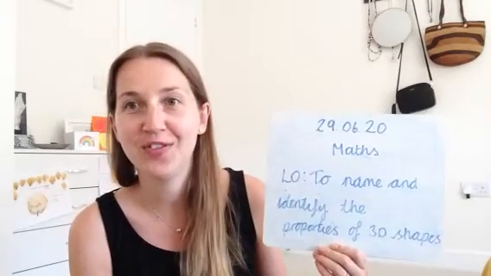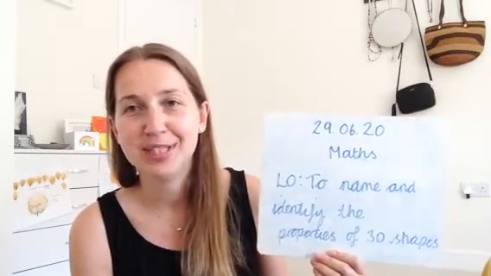Our learning objective today is to name and identify the properties of 3D shapes. So we're moving on from 2D shapes, our flat shapes with only 2 dimensions, and we're moving on to our 3D shapes with 3 dimensions. And I've got a little set here of some teeny tiny little 3D shapes.